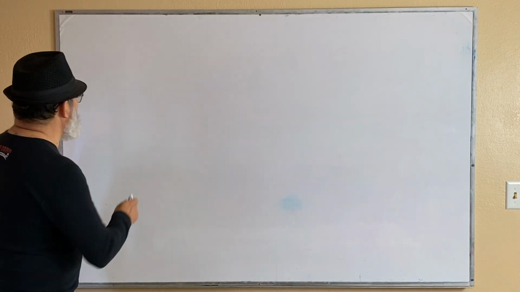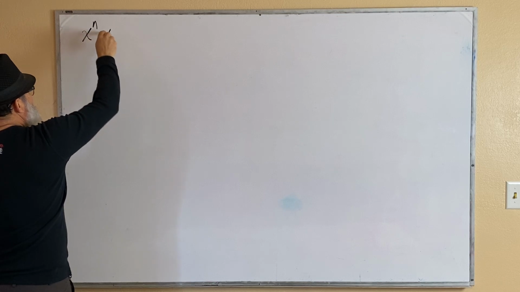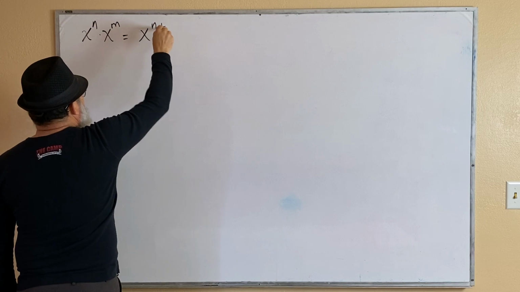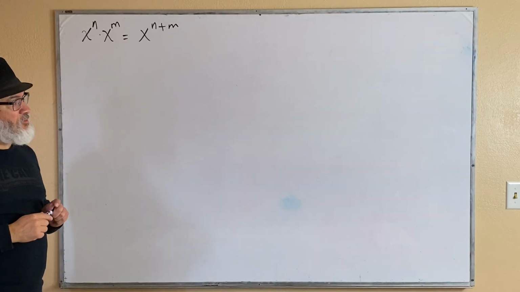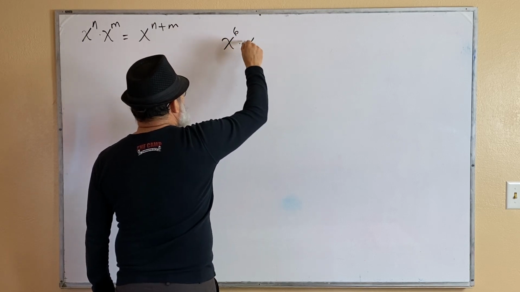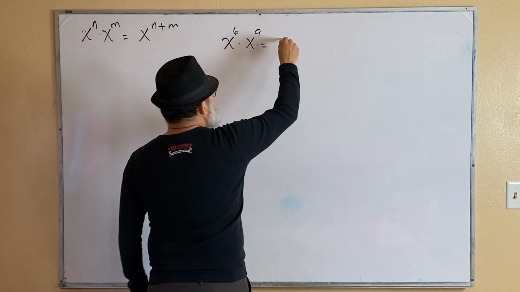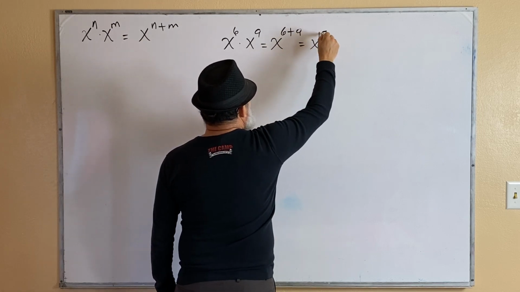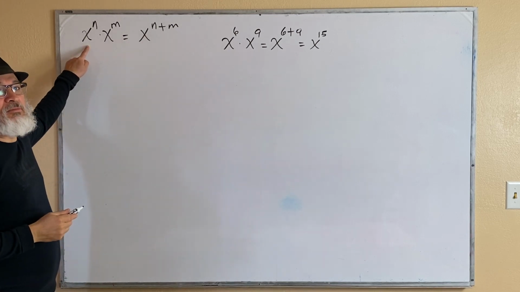The product rule for exponents says the following: x to the nth times x to the mth equals x to the n plus m. An example of this is x to the 6th times x to the 9th. We just add the exponents, so this becomes x to the 6th plus 9, which equals x to the 15th. So this is the product rule.